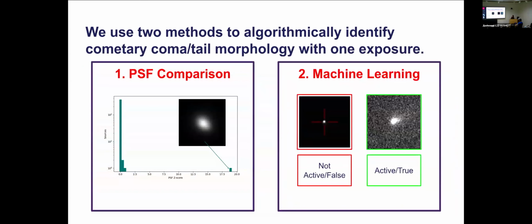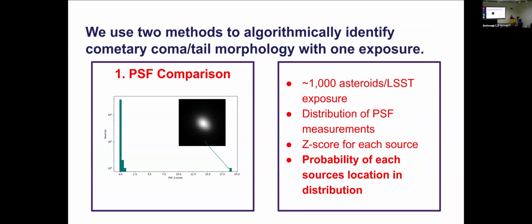So we've kind of landed on two efficient methods at finding the cometary coma or tail that we're talking about: that morphology, PSF comparison and machine learning. I'm going to start with PSF comparison first. Each LSST exposure is going to have around 1,000 solar system sources in the exposure. We can create a distribution of all those PSF measurements for each source and calculate the location on a Gaussian distribution of each of those measurements and a corresponding probability.